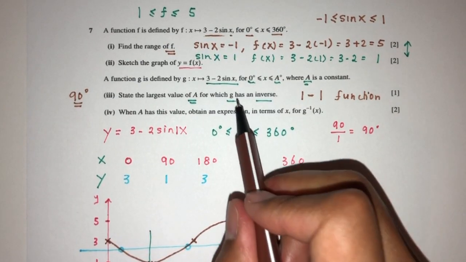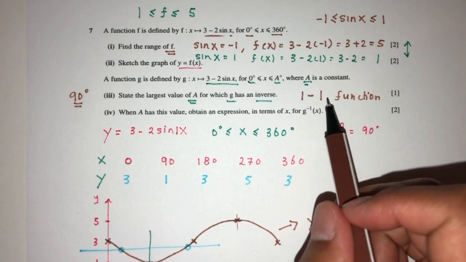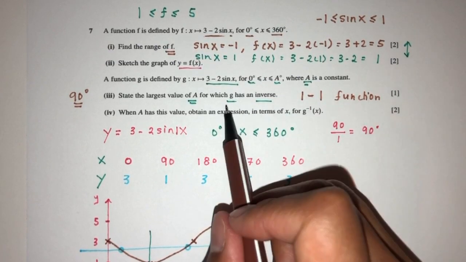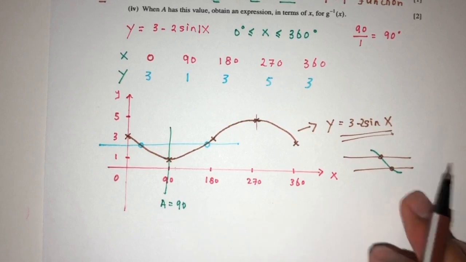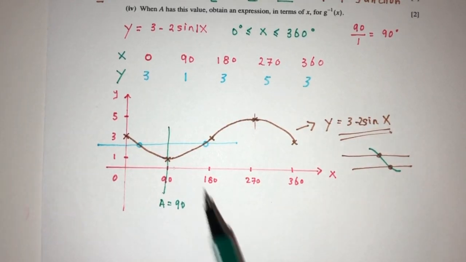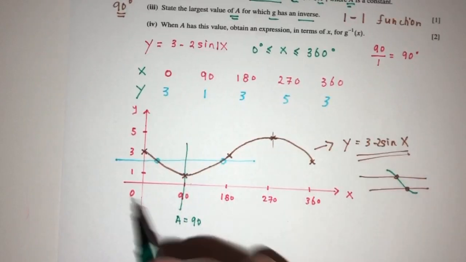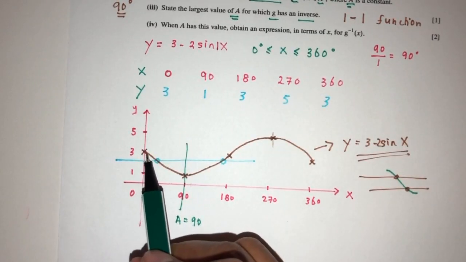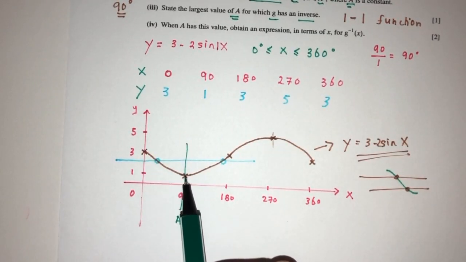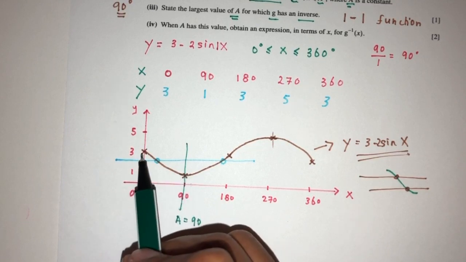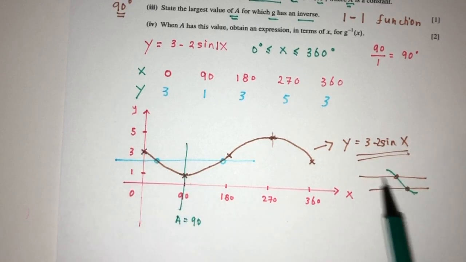Now, for which it has an inverse, obviously we know that only a one-to-one function can have an inverse. That's why we have to show this. And then we realize that because the x values begin from 0, we have to look from 0, keep going on until 90, and we can have an inverse, because from this point to this point, it is a one-to-one function. That will be your question for part 3.